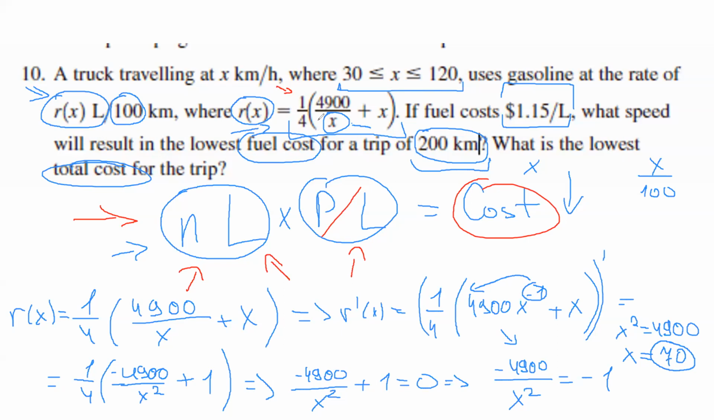70. What is the price for gasoline? $7. Where did you take it from? Not in the gas station, in the problem. The price of fuel is given to you. You see it now? How much is it? 1.15. And now you multiply 70 by 1.15, right?